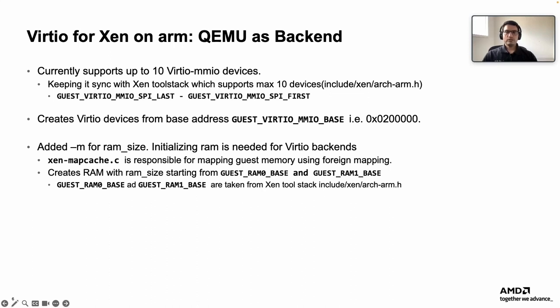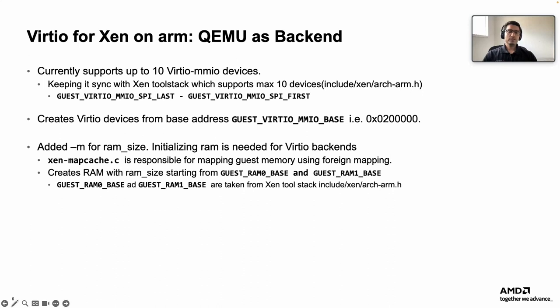And lastly, we have added the -m option for the RAM size, and this was done to support the VirtIO backends, as mapcache.c maps the guest memory using foreign mappings. This -m option for the RAM size is also useful for the Xen Commons script, which is used to start and stop XenStored and XenConsoled, and it uses QEMU to do that.